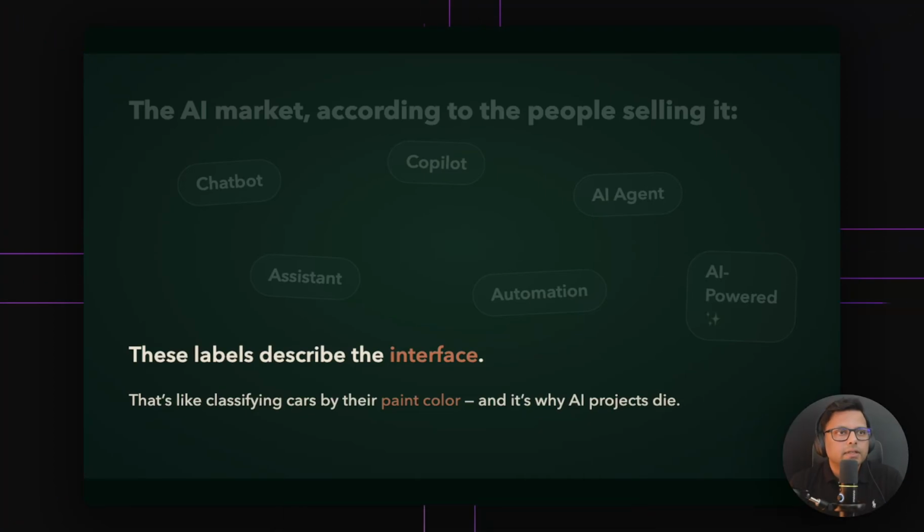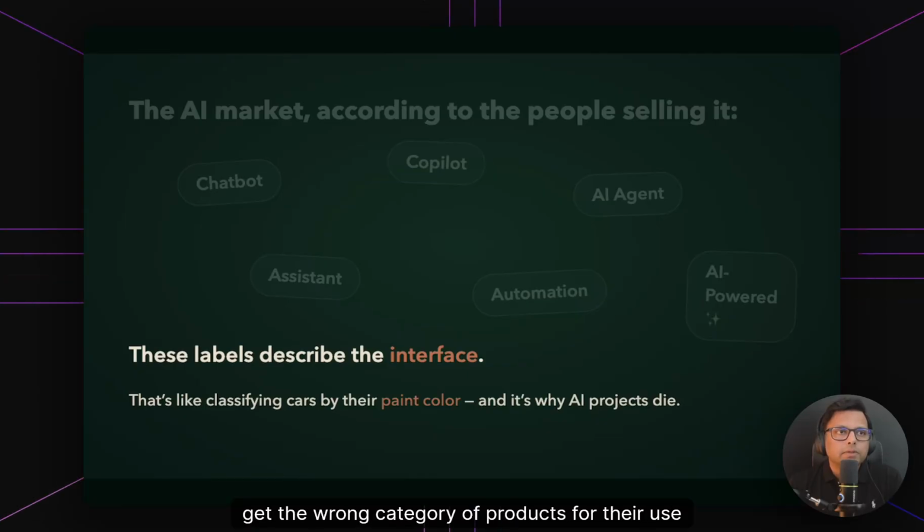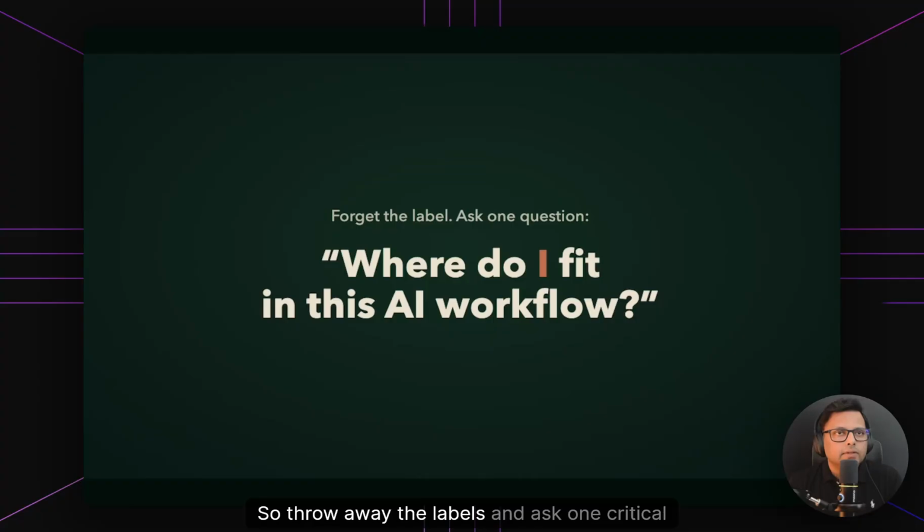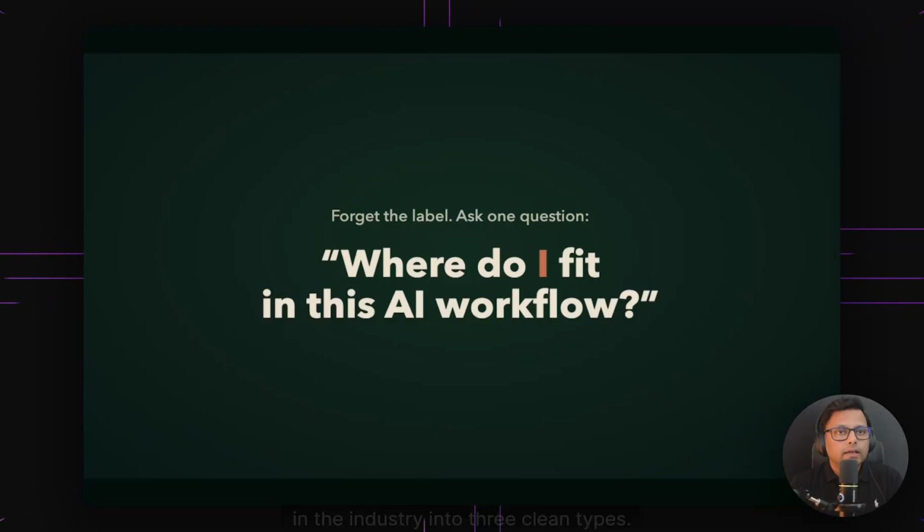and buying by label is one of the reasons many AI projects get the wrong category of products for their use case. So throw away the labels and ask one critical question instead. Where do I fit in this workflow? Where does the human sit? This one question will split everything in the industry into three clean types.